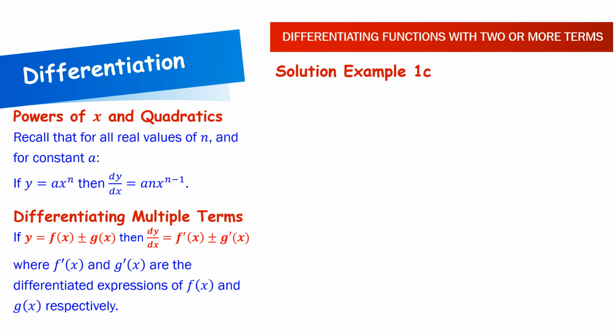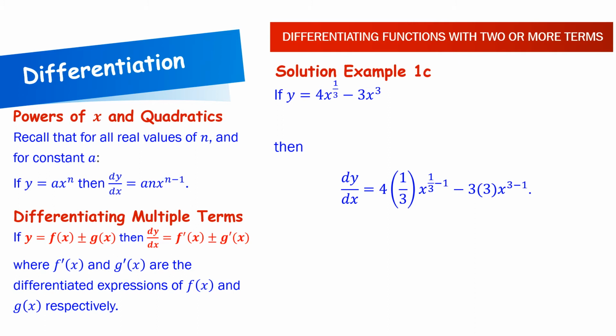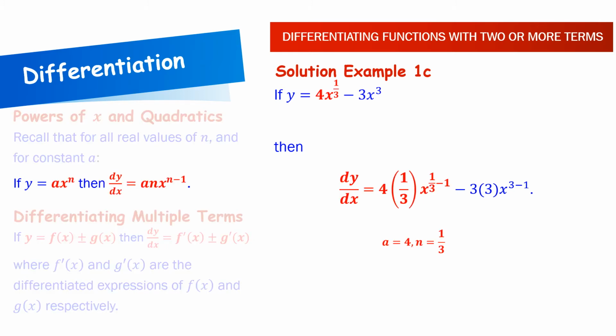Now let's solve example 1c. We are required to differentiate the expression on your screen. Now if y equals 4x to the power a third minus 3x cubed, we have this expression for dy dx. Again, let's break this down term by term. So for the first term, a equals 4 and n equals a third. And for the second term, we have a equals minus 3 and n equals 3 to give this expression for dy dx.